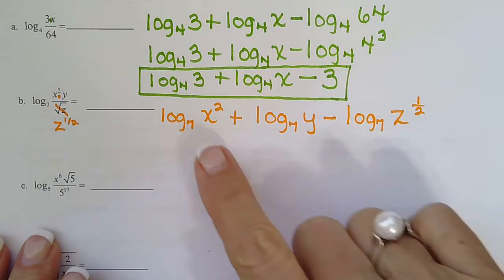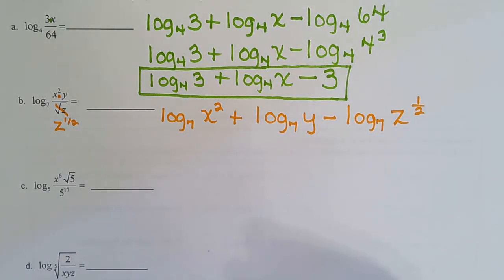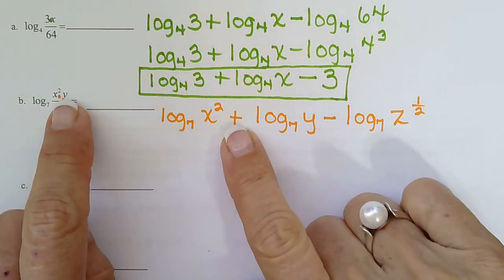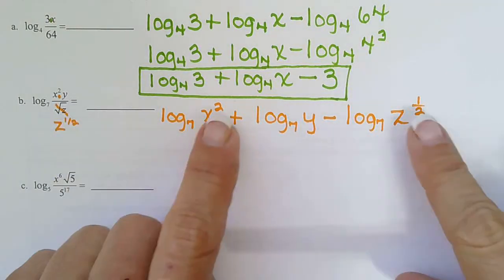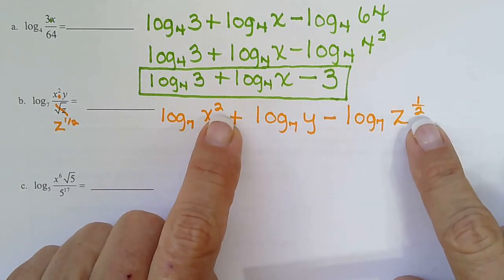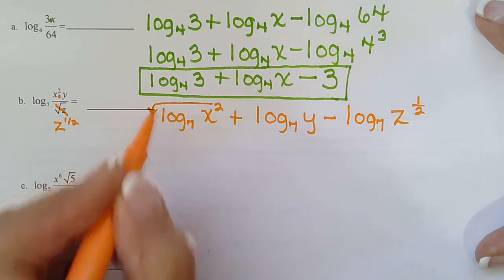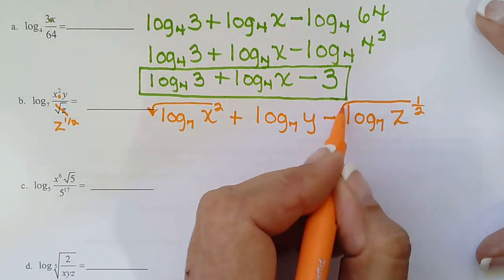So then I look down here and I go, oh, look, all variables. So I know these can't be simplified, but I do have that third property we learned on the last page. We did the product rule, we did the quotient rule, but remember the power rule? We can't leave powers in an expanded log. So what we do is we just bring them down in front and multiply them by the log.